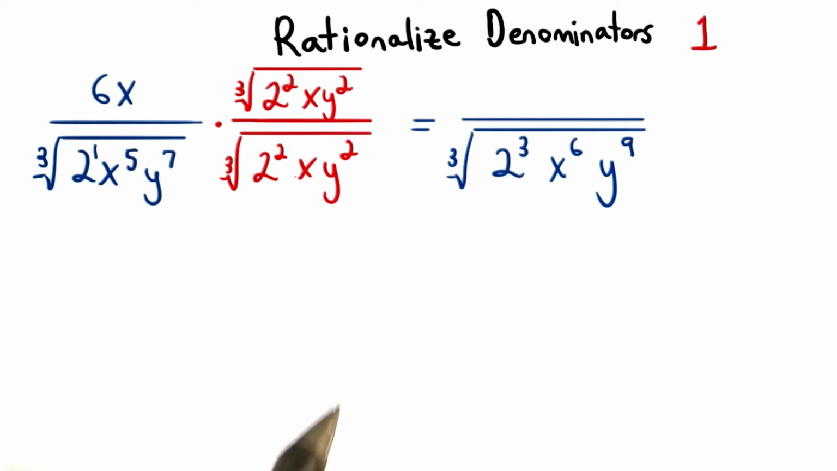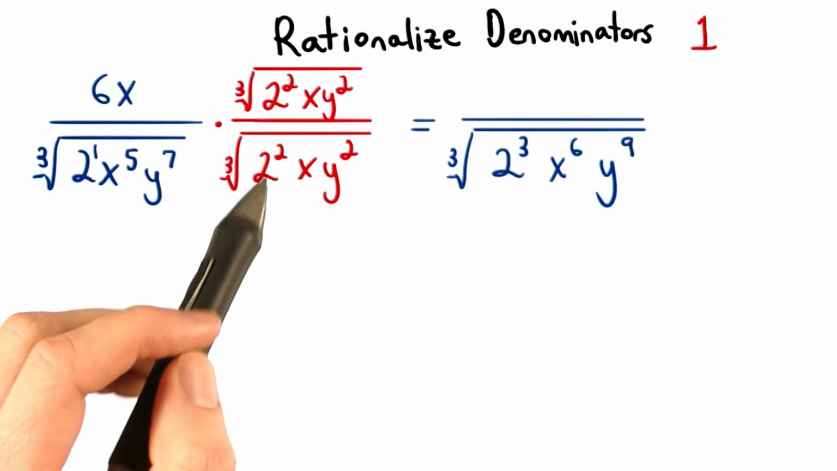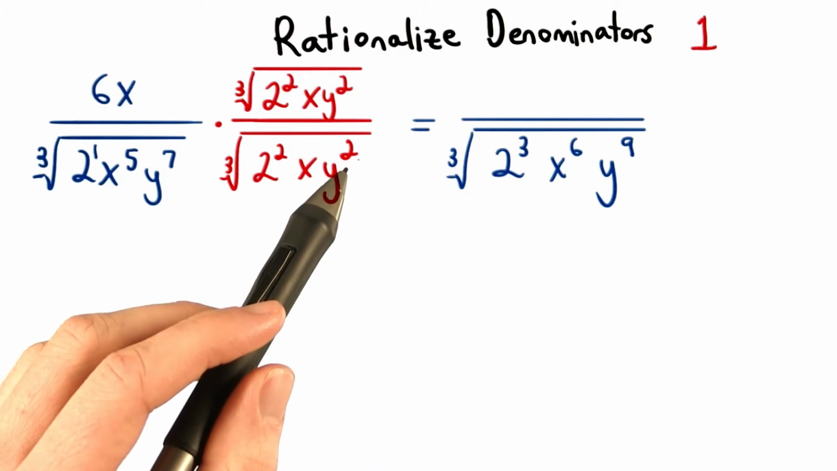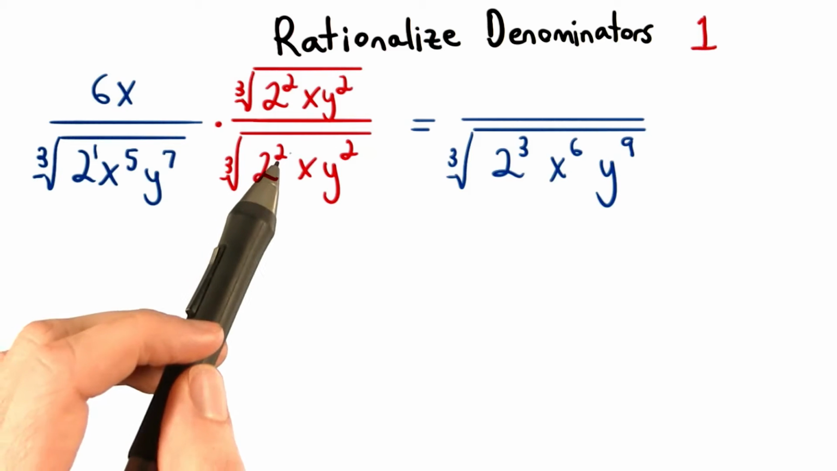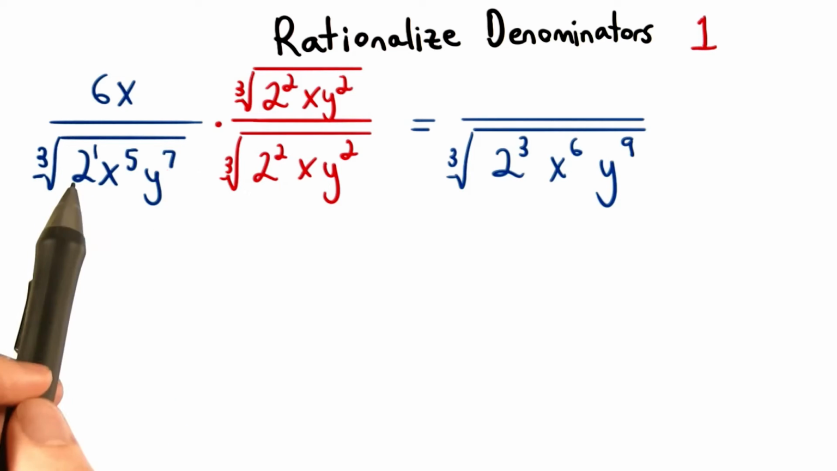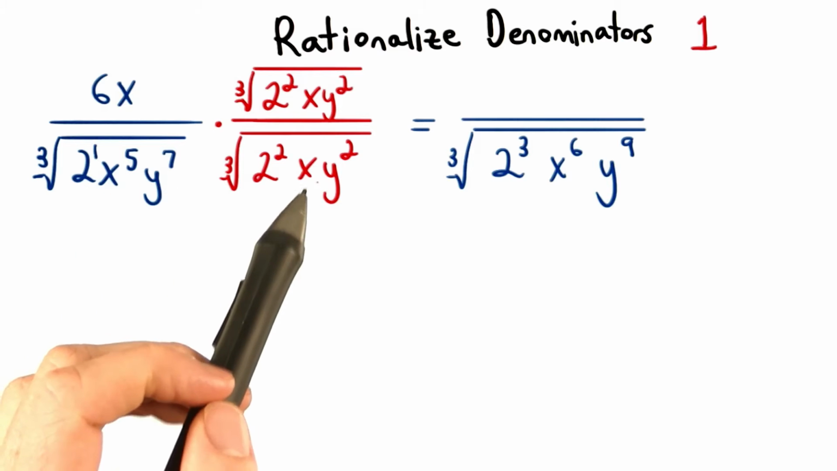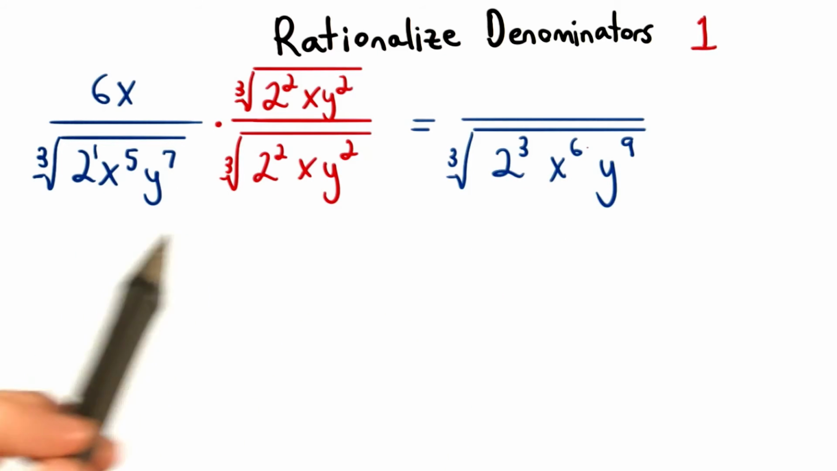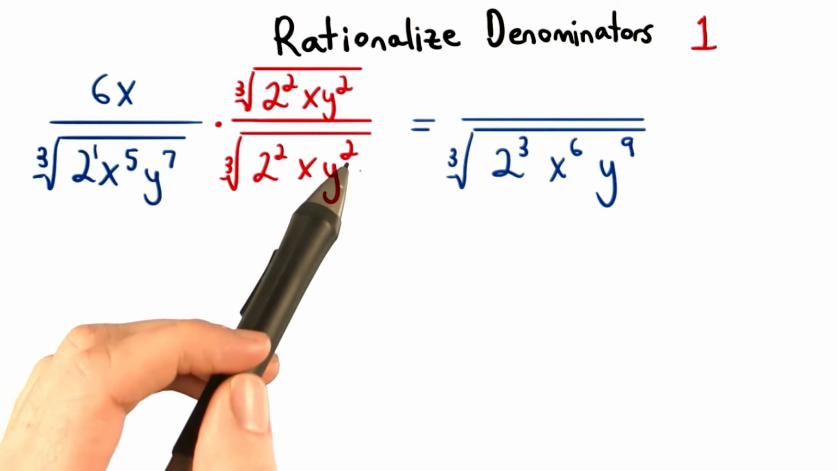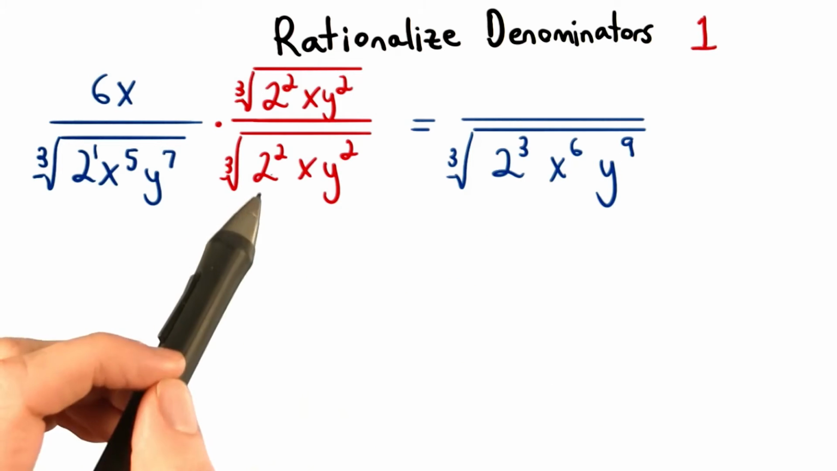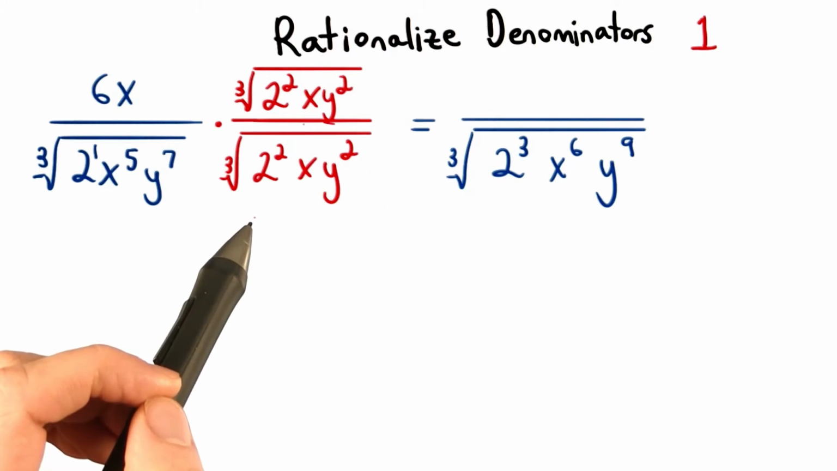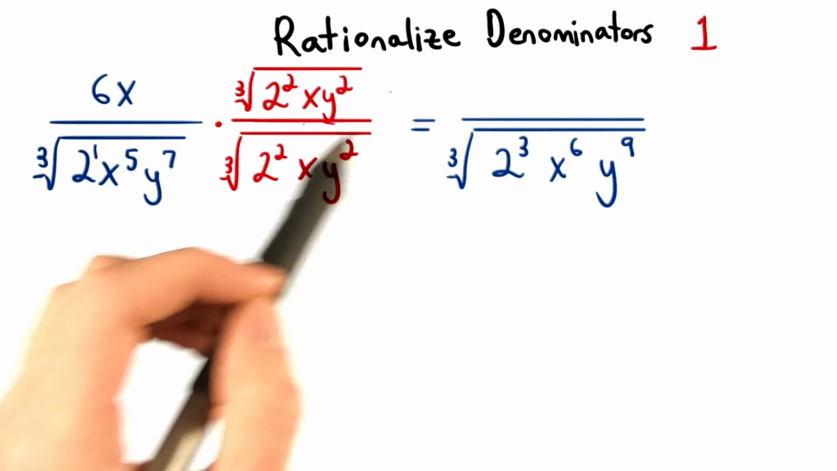squared. This means we have to multiply by the cube root of 2 squared x to the 1 y squared. This is so that the powers sum to multiples of 3. We'll have 2 to the 1 and 2 squared, which is 2 to the 3rd, x to the 5th and x to the 1, which is x to the 6th, and y to the 7th times y squared, which is y to the 9th. Since we multiply our denominator by this expression, we multiply our numerator by the same expression.